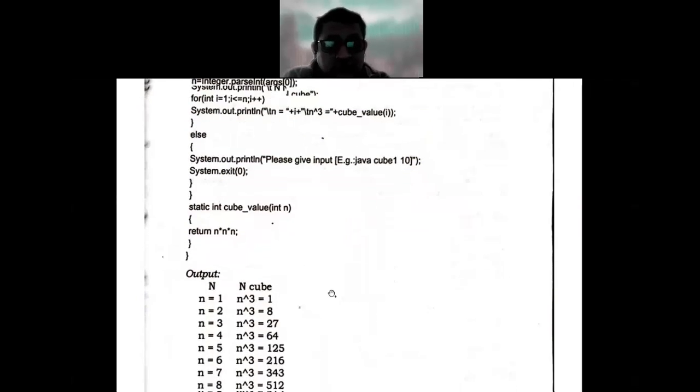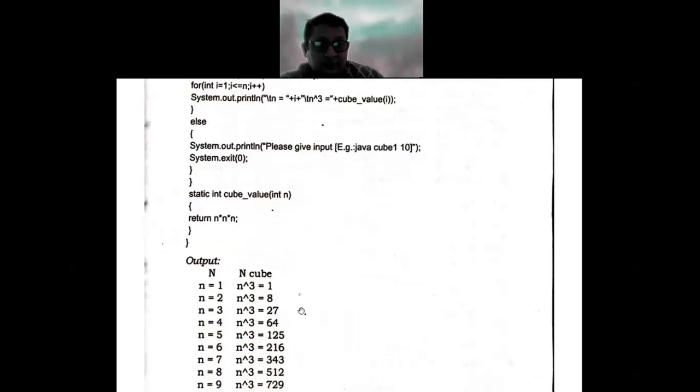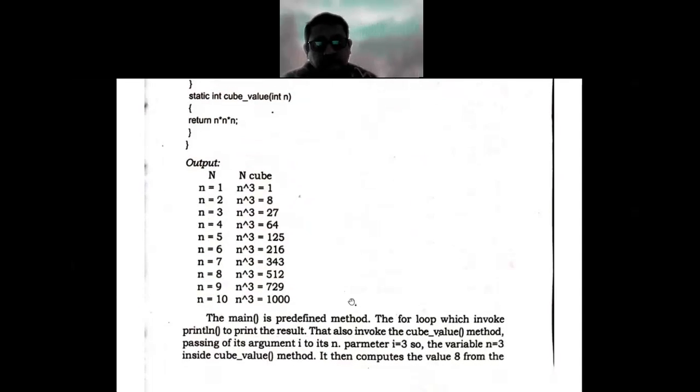So output will be n equal to 1, n cube equal to 1, n equal to 2, n cube equal to 8, n equal to 3, n cube equal to 27, and whatever you pass. Okay. n equal to 10. So whatever parameter you pass, suppose assuming n equal to 10, it will print like that.